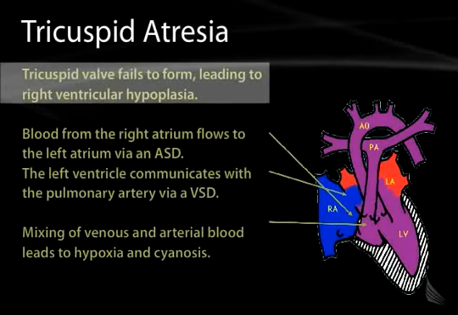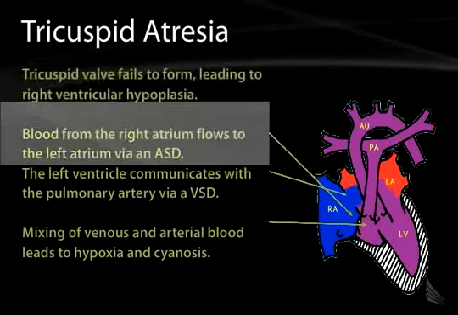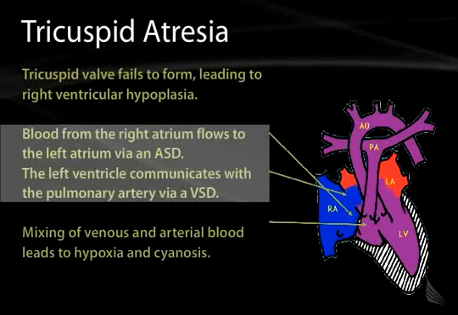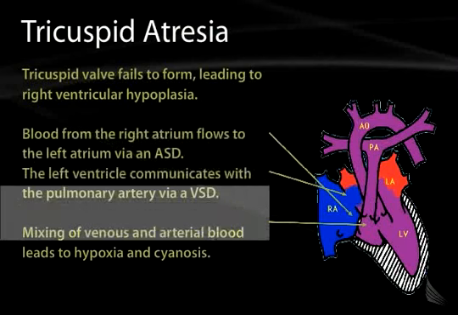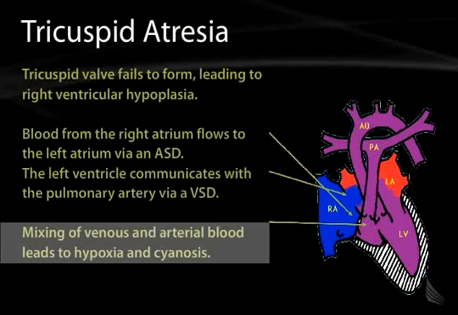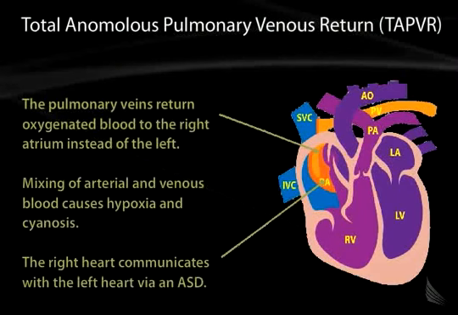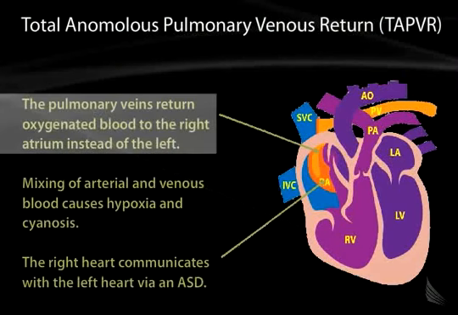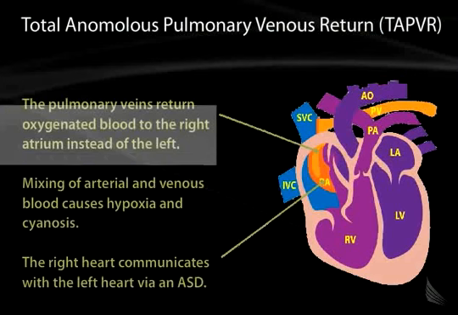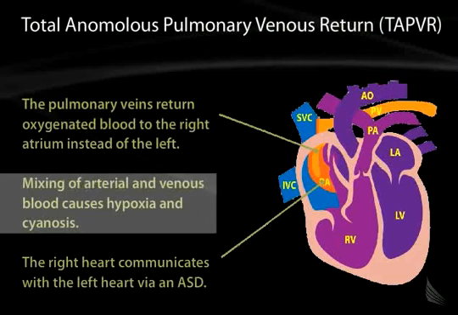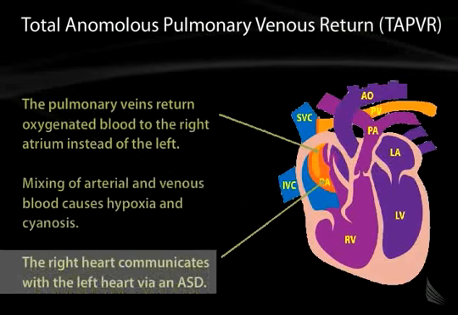Tricuspid atresia is when the tricuspid valve fails to form, leading to right ventricular hypoplasia. Blood from the right atrium flows to the left atrium via an ASD. The left ventricle communicates with the pulmonary artery via a VSD, and you have mixing of venous and arterial blood, which again leads to this classic hypoxic cyanotic syndrome. With total anomalous pulmonary venous return, the pulmonary veins return oxygenated blood to the right atrium instead of the left. Mixing of arterial and venous blood causes hypoxia and cyanosis. The right heart communicates with the left heart via an ASD.